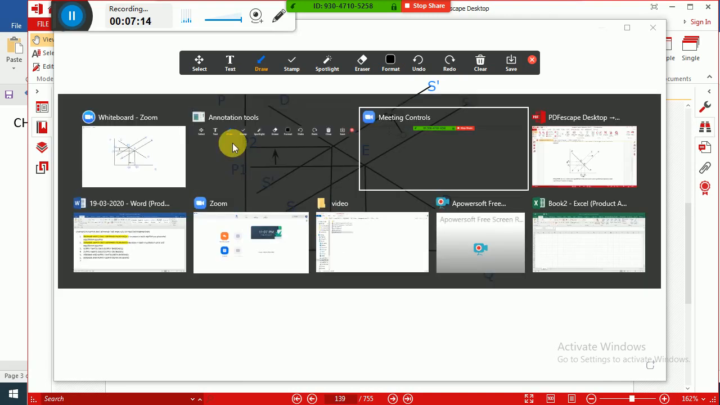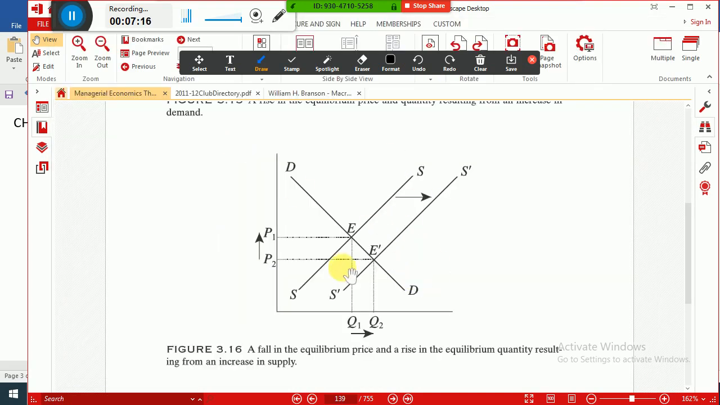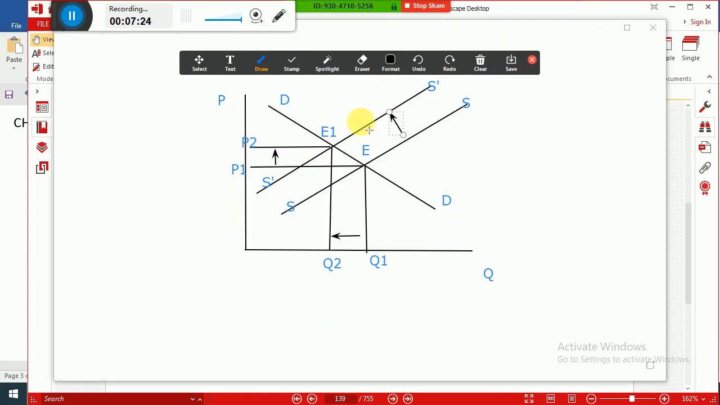So this will be the opposite of what we can see in figure 3.16, that is the case of an increase in supply, while in this figure on the whiteboard, what we are drawing is the case when supply has decreased from S to S dash.